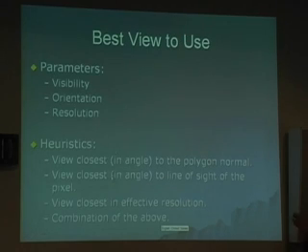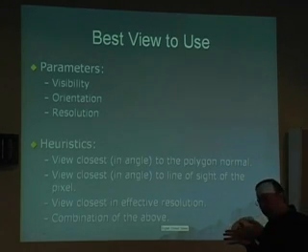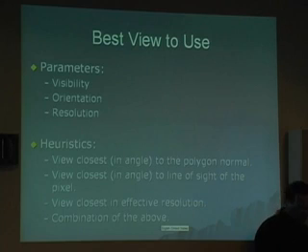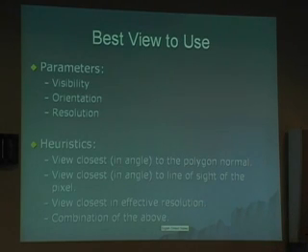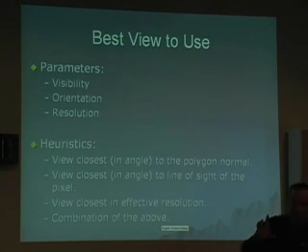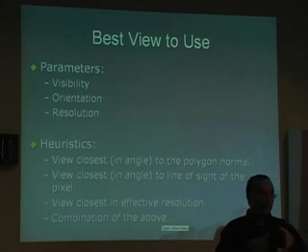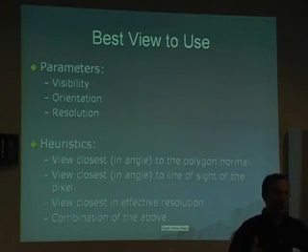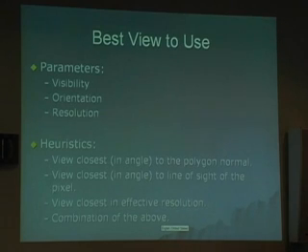The orientation: if you're looking at it from the correct angle, you don't want to look at it from too much of an oblique angle. We'll see some examples. Resolution: if you have one image which happens to be a close-up of that spot that you're about to render, you might as well use that. You'll probably get a better result than if you use something which was taken from far off and has very low effective resolution in that area.